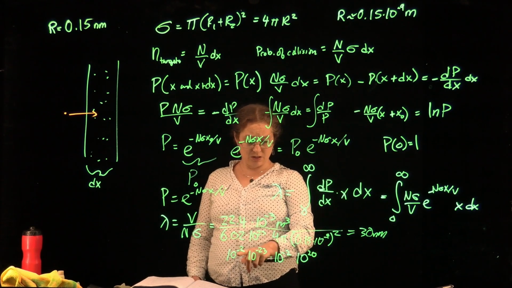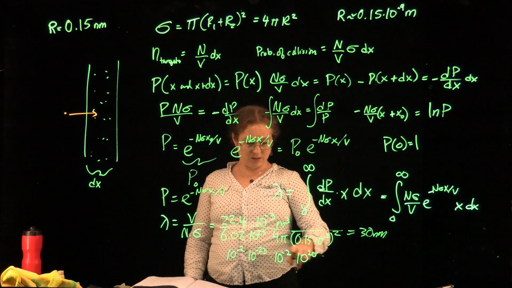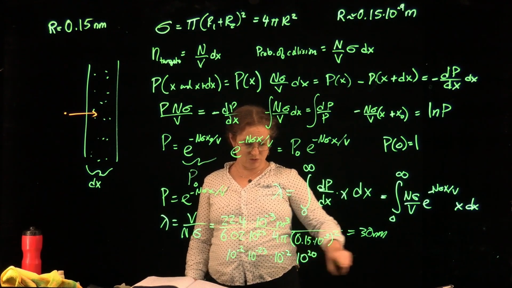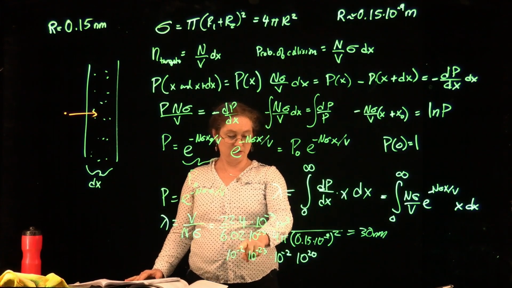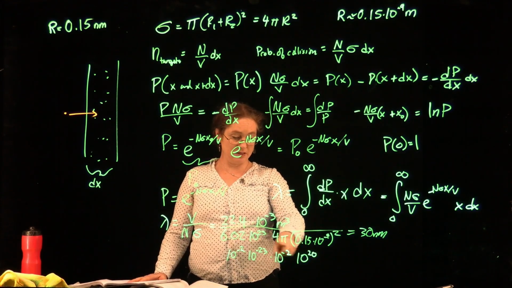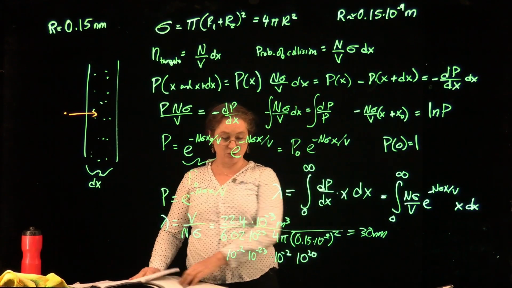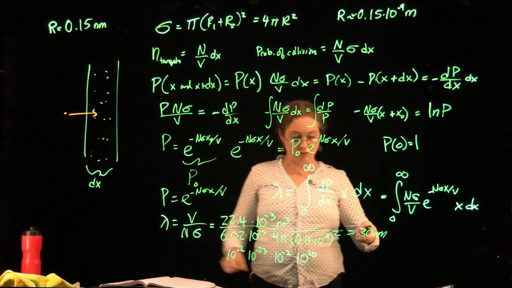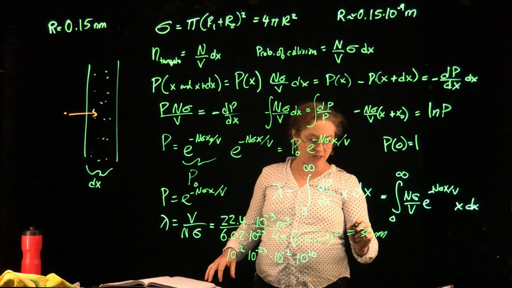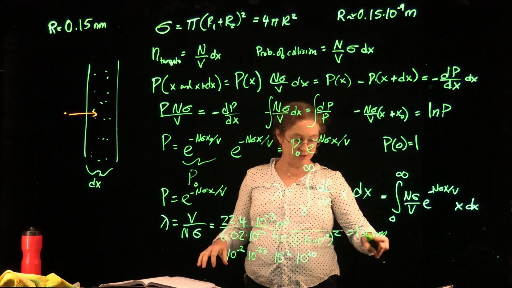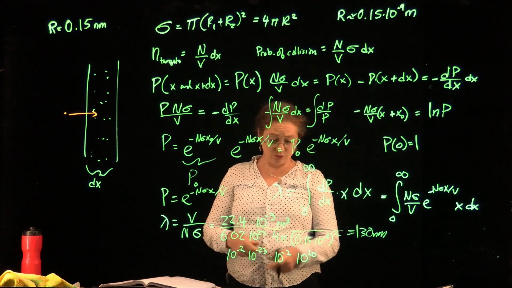So if I add those orders of magnitude, then I get 10 to the negative 27 times 10 to the 20, so I get something on the order of 10 to the negative 7th. If I work this out, I get 130 nanometers, that is 10 to the negative 7th overall.